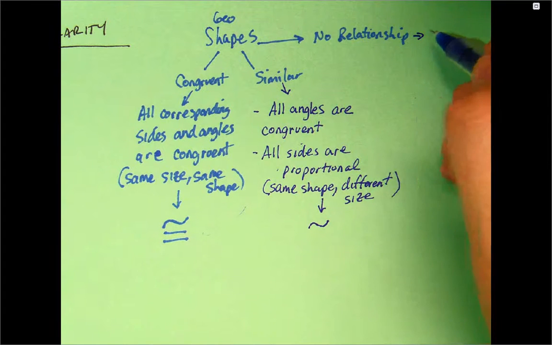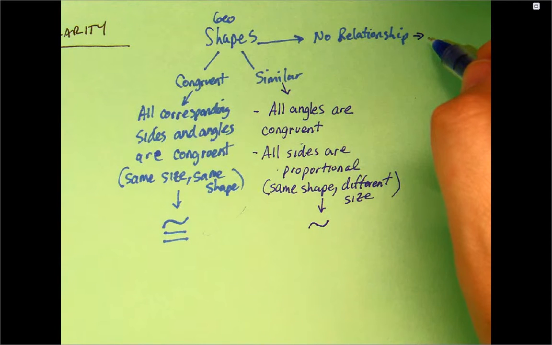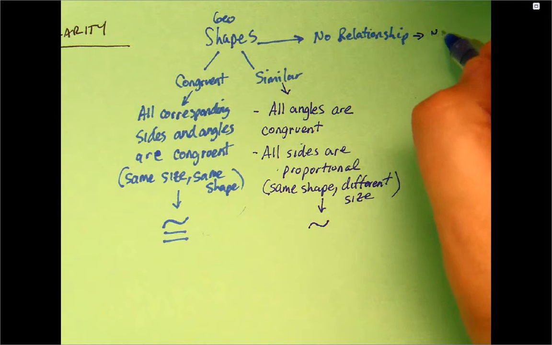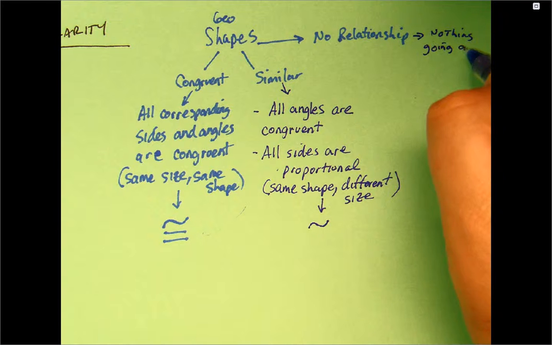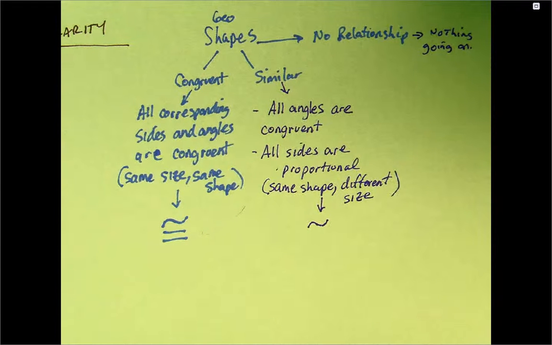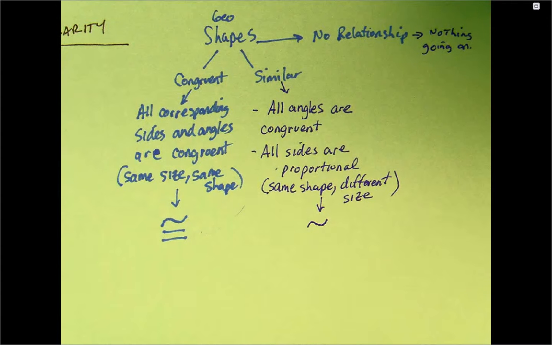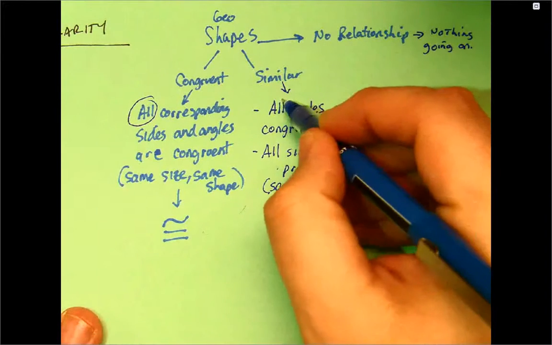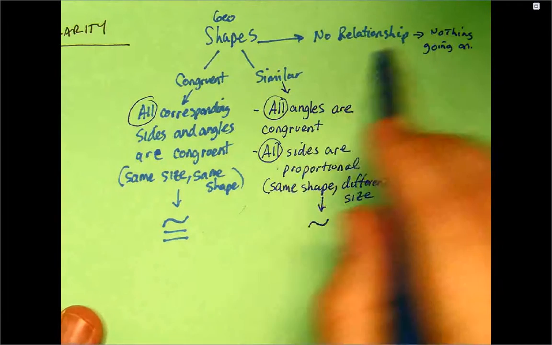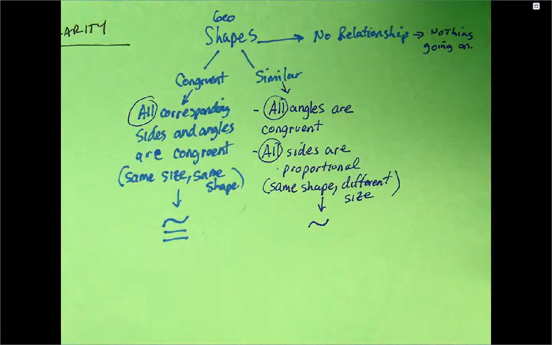if there's no relationship, then, well, there's nothing going on here. So, if there's no relationship between them, that means they're not congruent, which means all corresponding sides and angles are not congruent to each other. One might be, but not all of them might be. You could have parts that are congruent, but not the whole thing. And when we talk about congruent, the key word is all. And if there's no relationship, then it's not all of the parts.